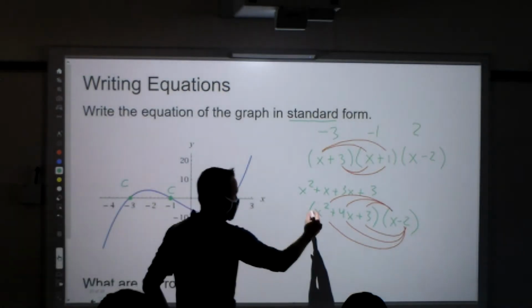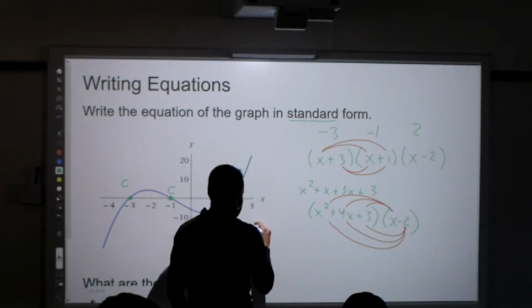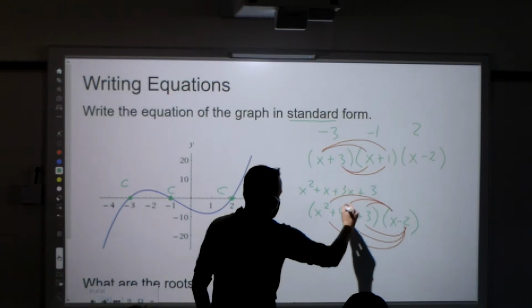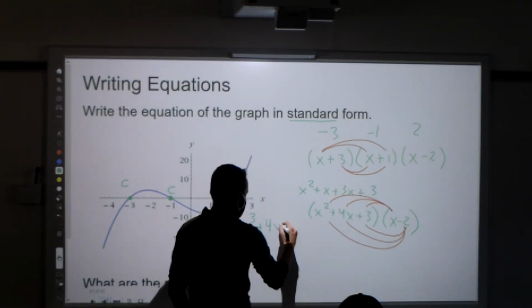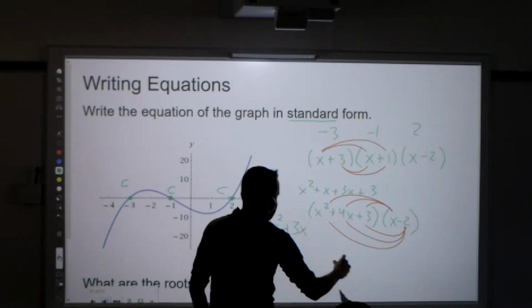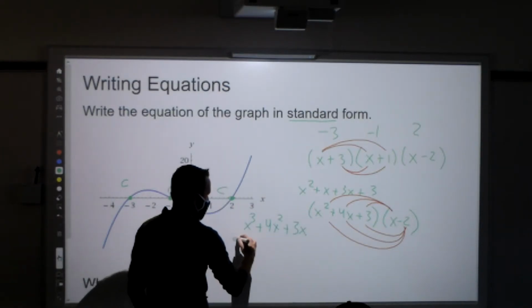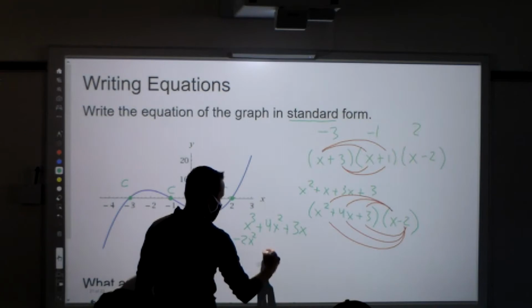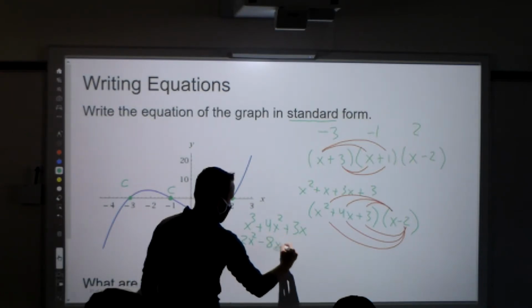Alright, let's write out what is that equation going to be? Well, when I do x times x squared, I get x cubed. X times 4x, I get 4x squared. X times 3 is 3x. Then let's distribute the -2. -2x squared minus 8x minus 6.